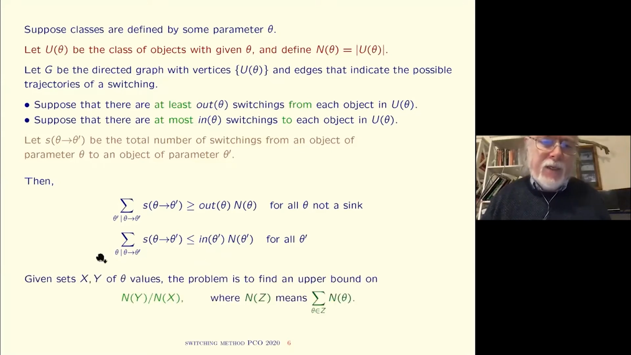Now, as well as this, we're given two sets x and y of theta values. And what we want to find is an upper bound on the number of objects in the class y divided by the number of objects in the class x. So x and y can be any sets of theta values, even just one class or everything, or they might overlap with each other, and it doesn't matter. Of course, n of z, where z is a set of theta values, is just the sum of the class sizes for theta in z.